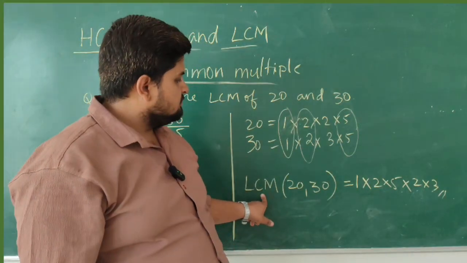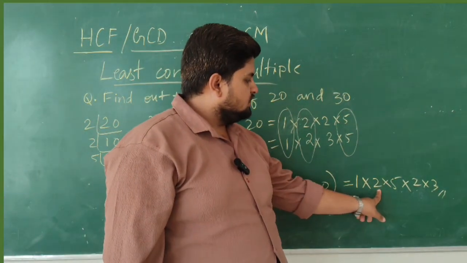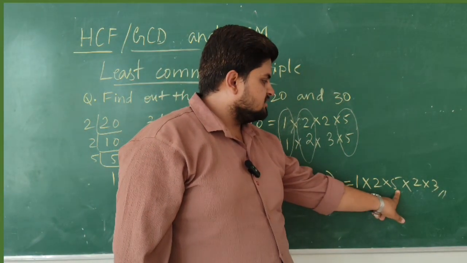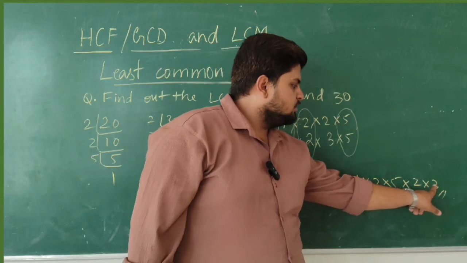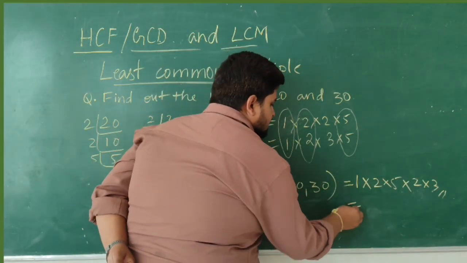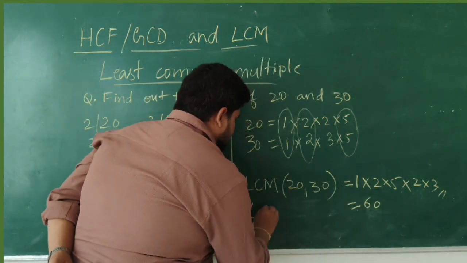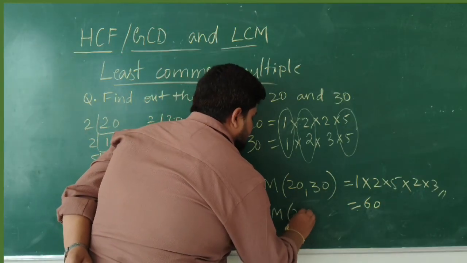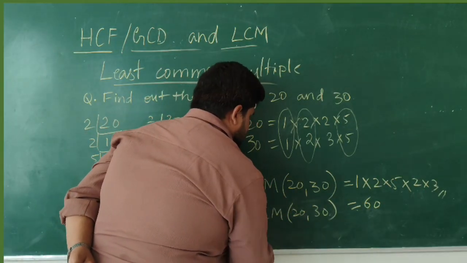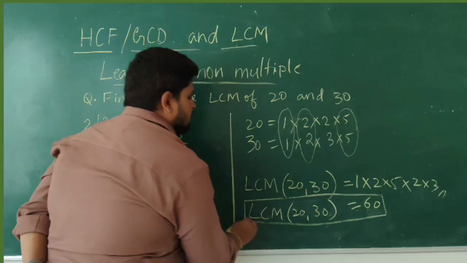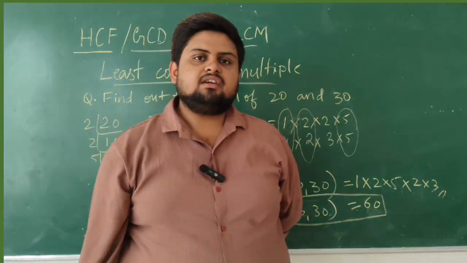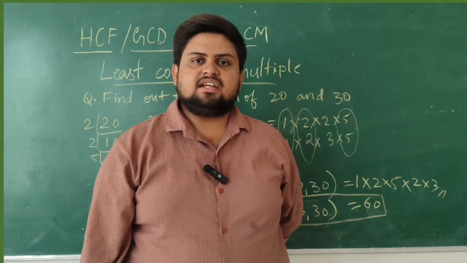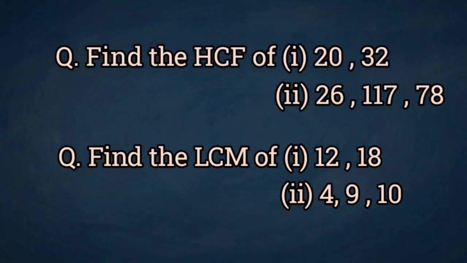So you can take the LCM of 20 and 30 as 1 into 2 is 2, 2 into 5 is 10, 10 into 2 is 20, 20 into 3 is 60. So we can say the LCM of 20 and 30 is equal to 60. Now pause the video and find the HCF and LCM of the given numbers.